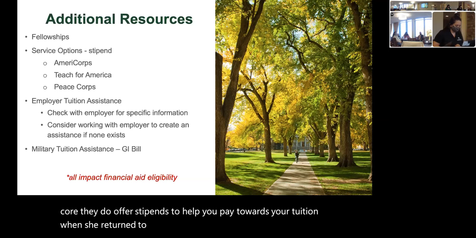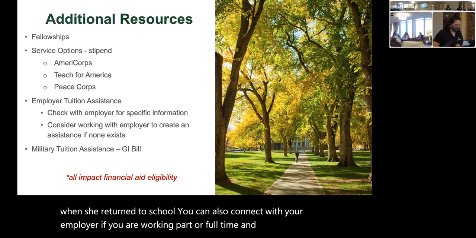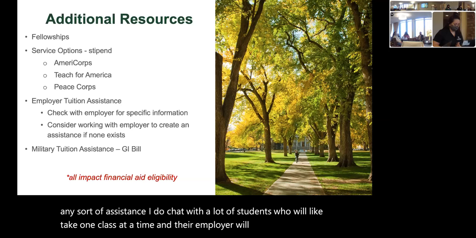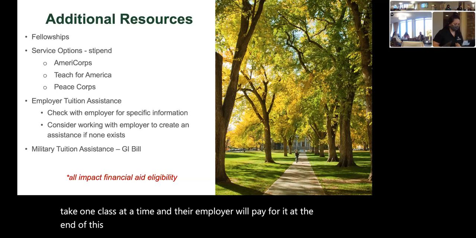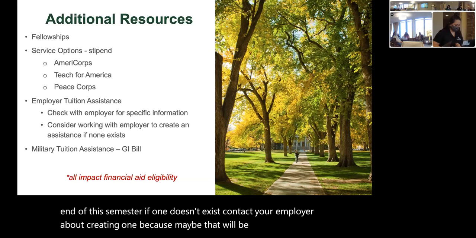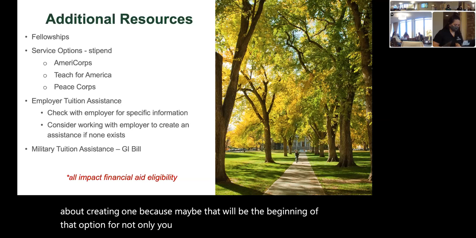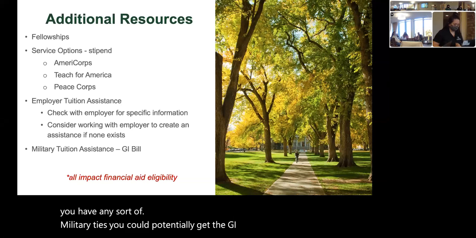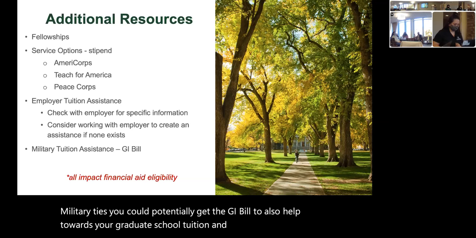You can also connect with your employer if you are working part or full-time and see if they have any sort of assistance. I do chat with a lot of students who will take 1 class at a time and their employer will pay for it at the end of the semester. If one doesn't exist, contact your employer about creating one, because maybe that will be the beginning of that option for not only you, but other employees. And then also, if you have any sort of military ties, you could potentially get the GI Bill to also help towards your graduate school tuition and fee charges.